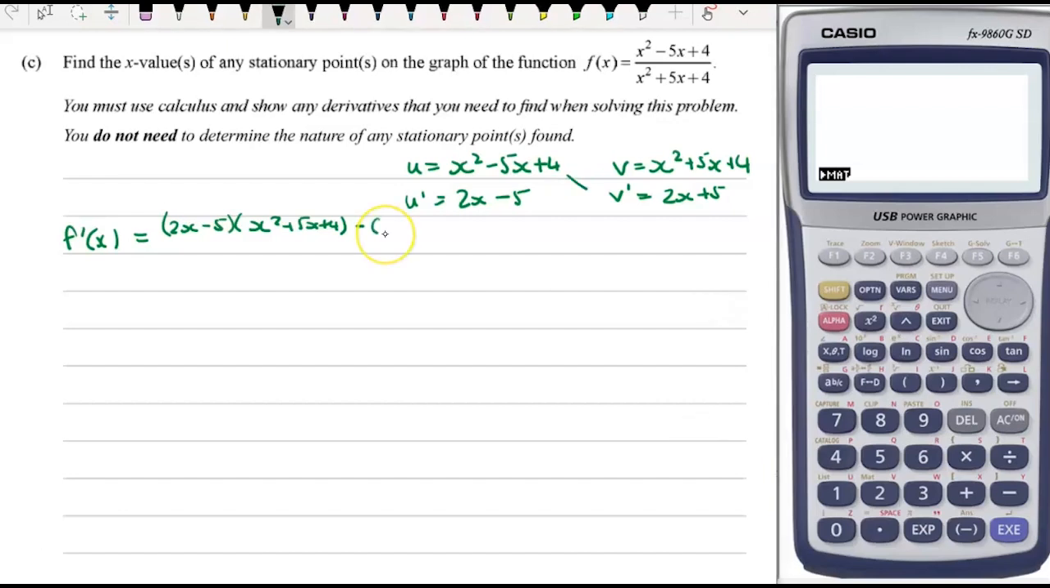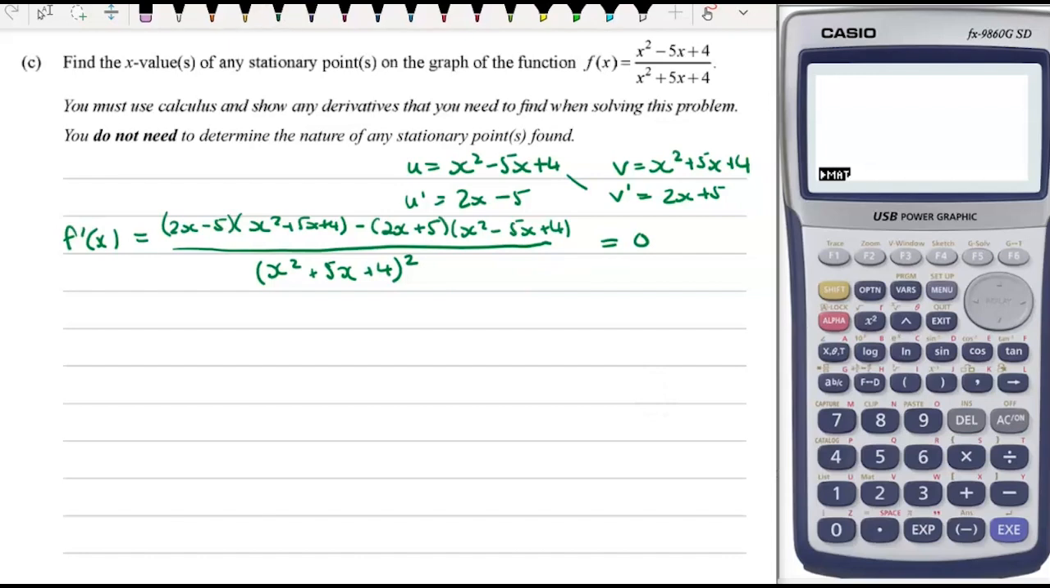So this one, 2x plus 5 times x squared minus 5x plus 4, all over v squared, which is x squared plus 5x plus 4, all squared. All right, now let's simplify. Actually, before I do, I'm going to set that equal to 0 first so that we don't have to keep writing out the denominator of this fraction, because when we bring it up, it's going to be multiplied by 0.